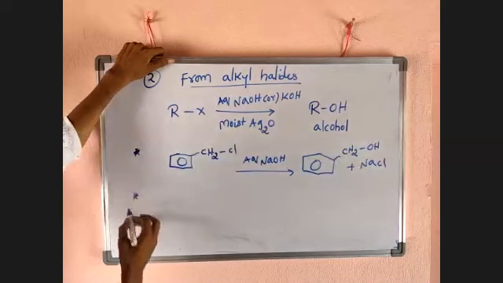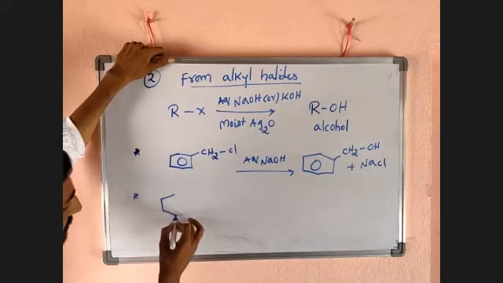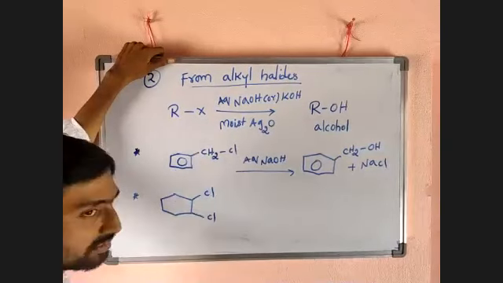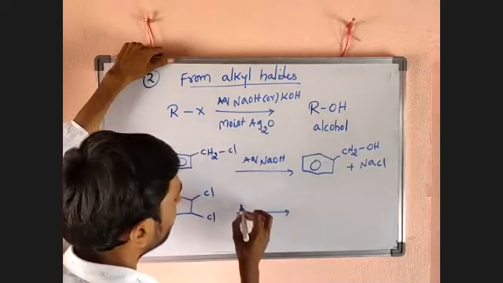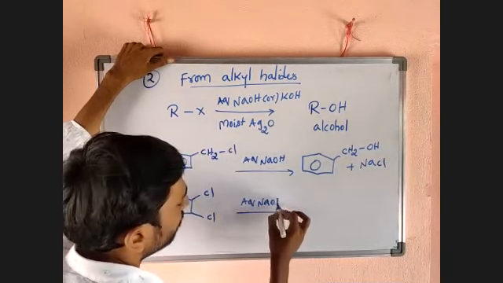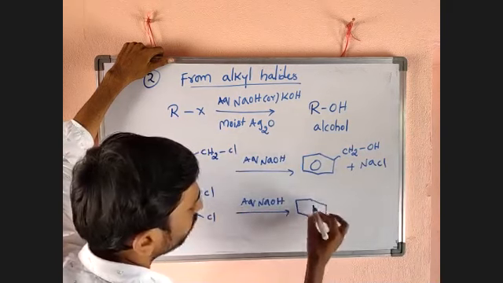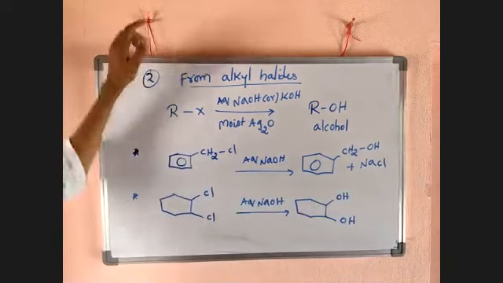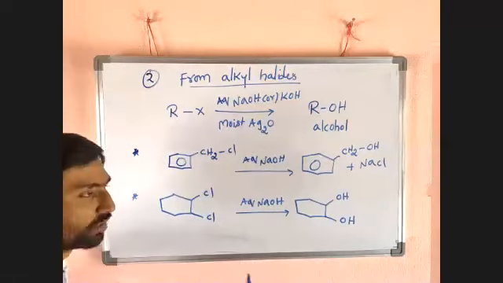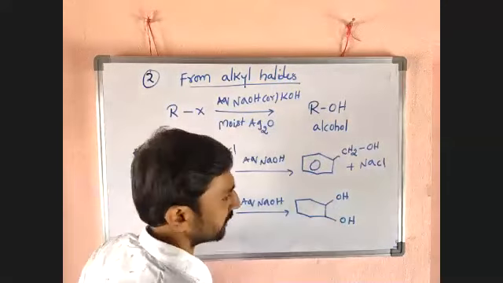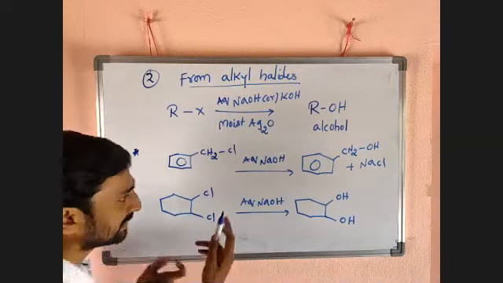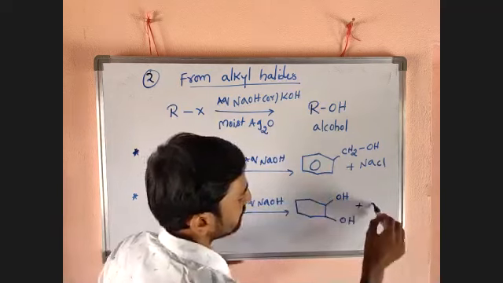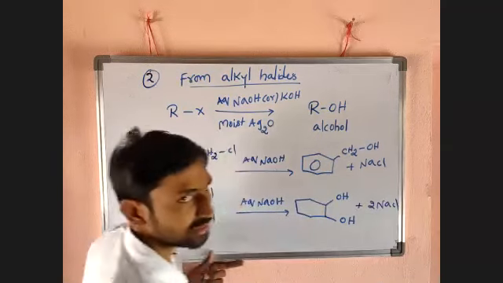Okay, now take a compound like this, with a Cl and another Cl. If you take aqueous NaOH, both Cls can be replaced with OH and OH. If they mention particularly 1 mole, then only 1 OH will be obtained. If they have not mentioned any, you can replace 2 Cls with 2 OHs, and 2 NaCl will be eliminated.